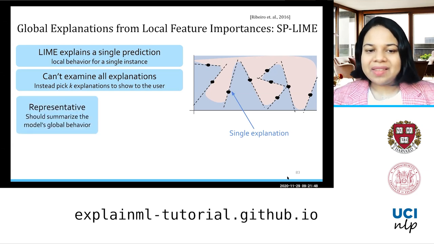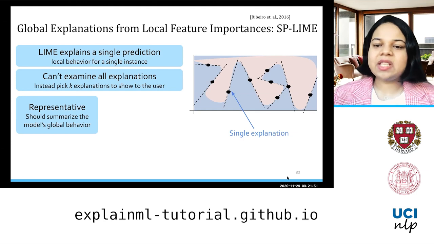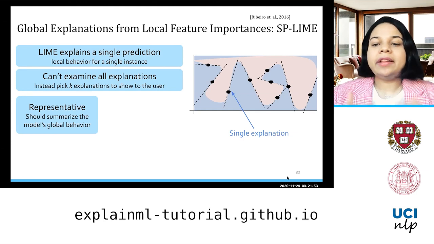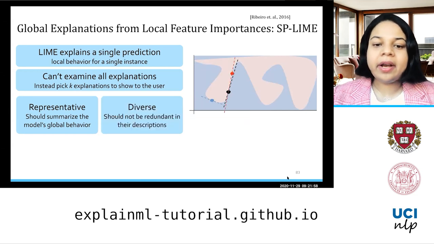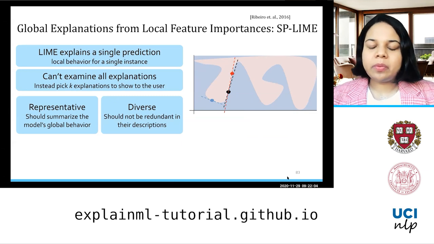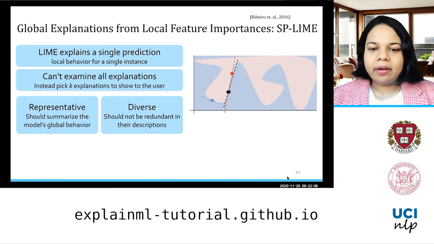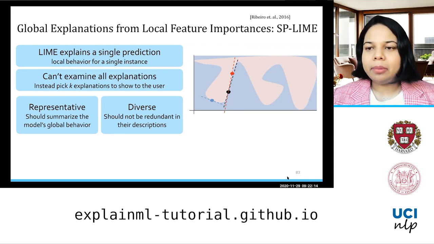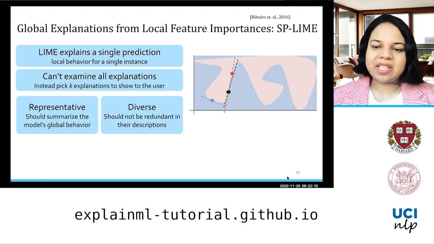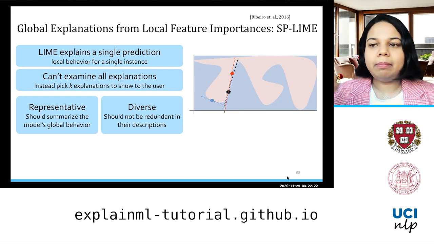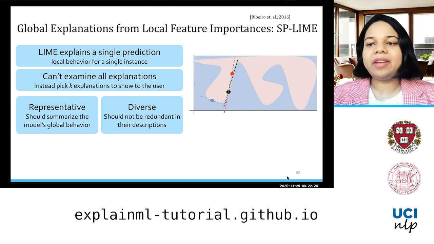And how can we pick these k explanations? These k explanations are picked in such a way that they're representative, that is, these explanations summarize the model's global behavior, and they're also not redundant and diverse. So let me explain a bit what I mean by not redundant or diverse. Now let's consider the three dots that you see on the slide here, the red dot, black dot, and blue dot. Each of these correspond to an explanation. Let's say that we have already picked the explanation corresponding to the black dot into our subset of k local explanations.